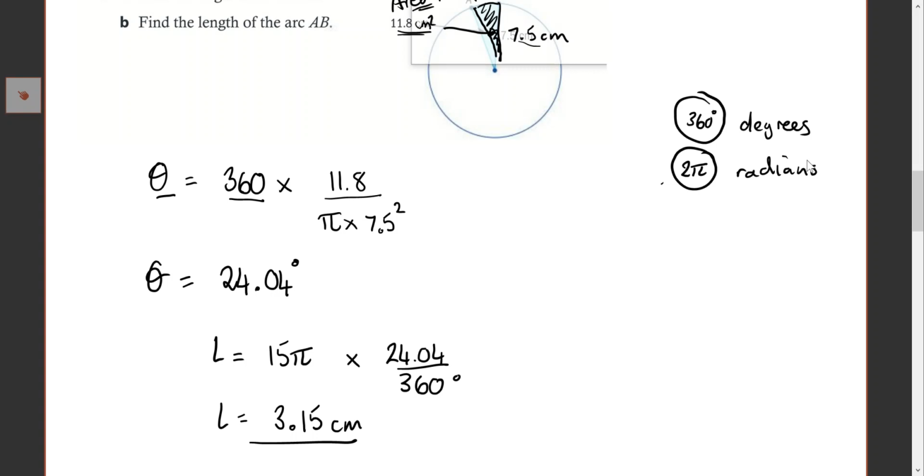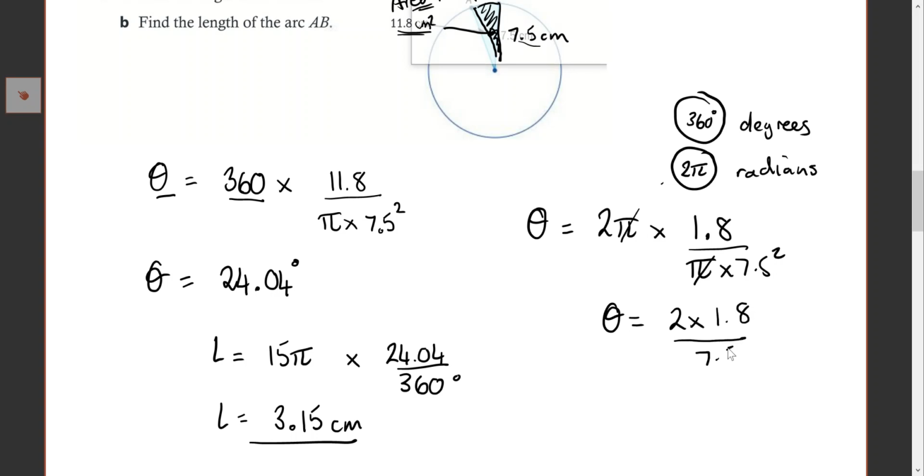So why is radians easier to do when you're working with this, if it's a decimal that goes on forever? Well, let's look at this. What happens if I try and work this out? Theta is not 360 times, it's actually 2 pi multiplied by 11.8 divided by pi times 7.5 squared. So what immediately happens? The pi's cancel. So now you have theta is 2 times 11.8 divided by 7.5 squared. Can you do that for me? What do you get?